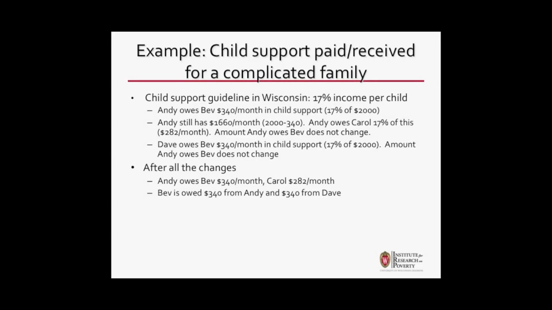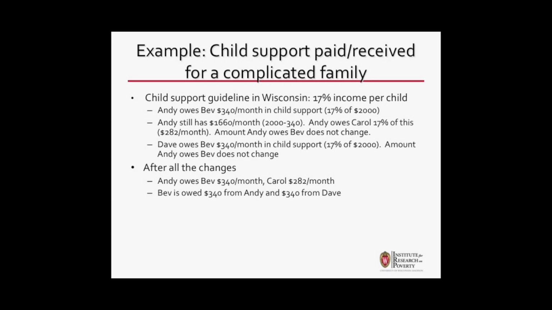Okay? So, 17%, 1 kid, he owes Bev $340, he still has $1,660. He owes Carol 17% of this, so he owes Carol $282. The amount owed to Bev does not change. This is how Wisconsin does it. I'm not saying this is right or wrong. I'm saying this is what Wisconsin does. And the Dave and Bev case is just as you said. Dave owes Bev $340, 17% of his $2,000, and it doesn't matter that this other stuff is going on.